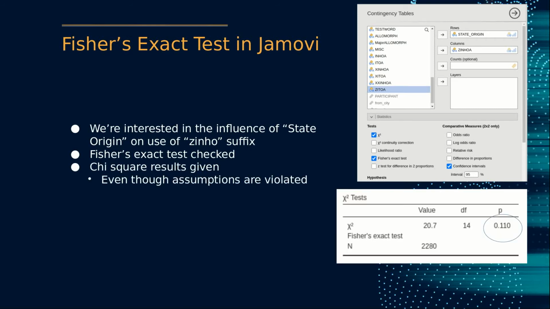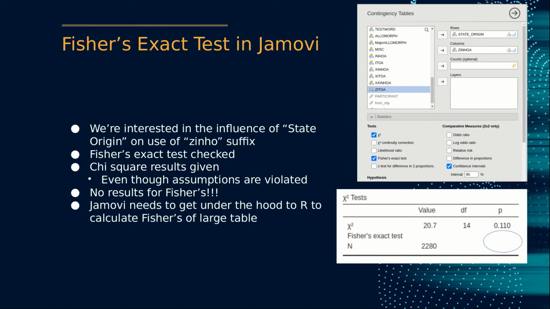You'll notice that the chi-square results are given even though the assumptions are violated. You'll also notice there are no results for a Fisher's test because we need to do something else in order to run a larger than 2 by 2 Fisher's. Jamovi needs to get under the hood to R to calculate Fisher's of large tables.